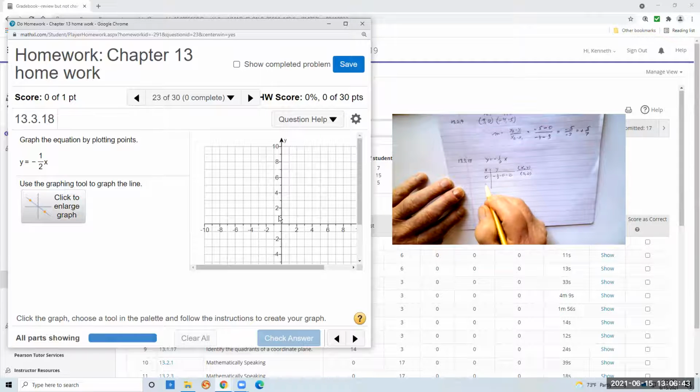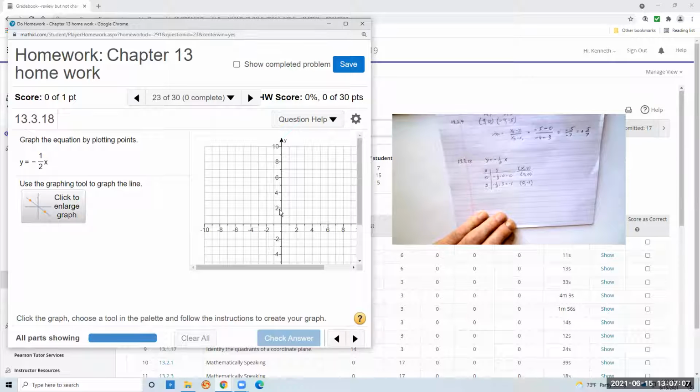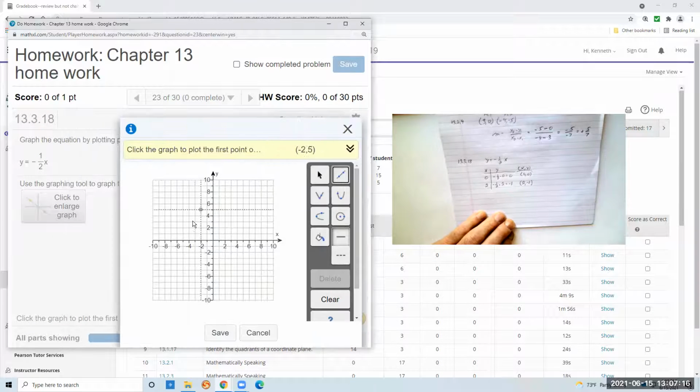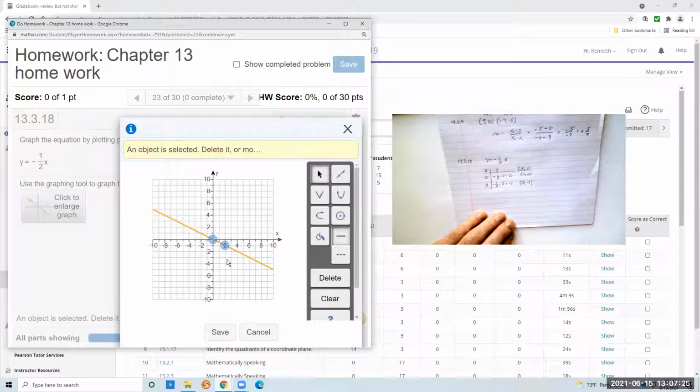Picking another value for x, and again, not picking 1, not picking 3, because we want whole numbers for y. We're going to pick a multiple of 2, the denominator, which is 2. So negative 1/2 times 2 would be negative 1. And the ordered pair is 2, comma, negative 1. So let's plot those 2 points. In my graphing tool, I'm going to plot 0, 0 right there. And then 2, negative 1, which is this. So it looks like we have a downward slope.